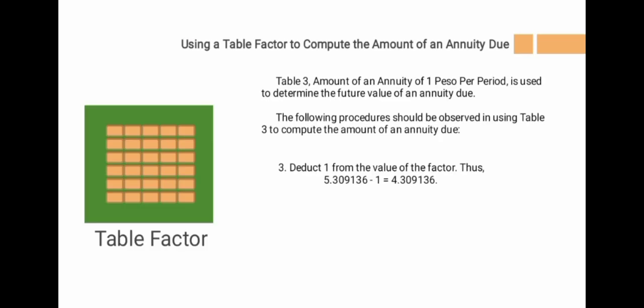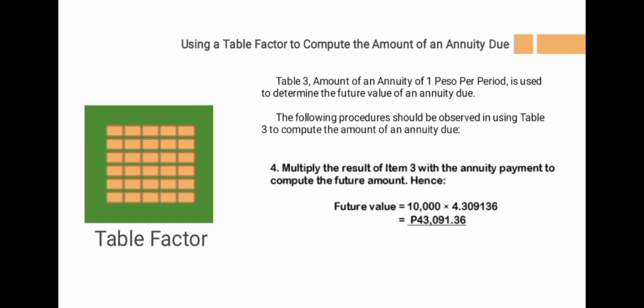So, step 3. Deduct 1 from the value of the factor. Thus, 5.309136 minus 1 is equal to 4.309136. So, multiply the result of item 3, which is the annuity payment, to compute the future amount.